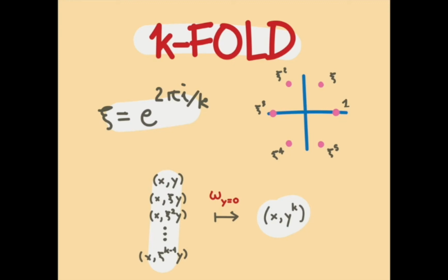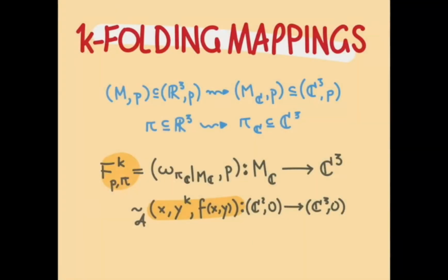Of course, this geometric interpretation is only possible in the complex setting. So that's why it's important that we use C^n instead of R^n as an ambient space. Now that we know how to fold the space k times, the general k-folding mappings are obtained in pretty much the same way as the usual folding mappings of order 2.